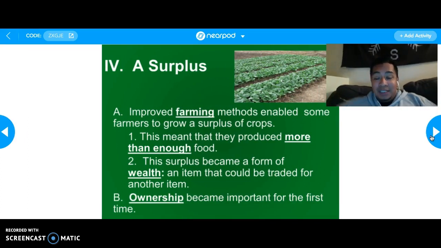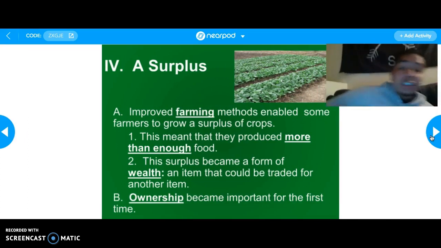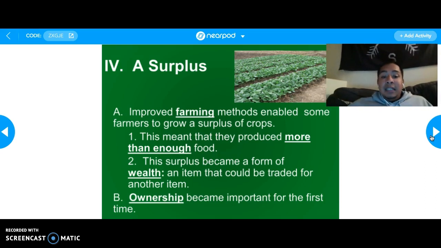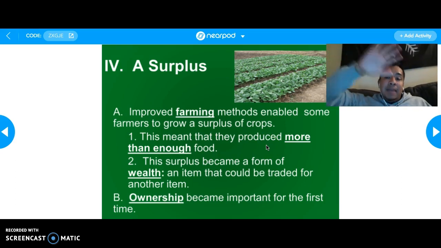There was a surplus. I need you to write this in your notes. A surplus is whenever there's too much of something, too much or just enough. So a surplus can be good and bad. First of all, surplus is good because you have enough food. It can be bad because if you don't eat all that food, it could go to waste. There was more food, and therefore people could settle in just one place because they knew how to grow food. They didn't have to depend on nature for their food.